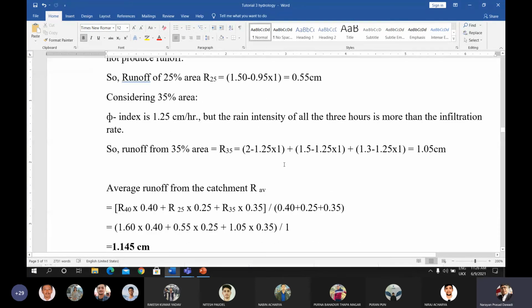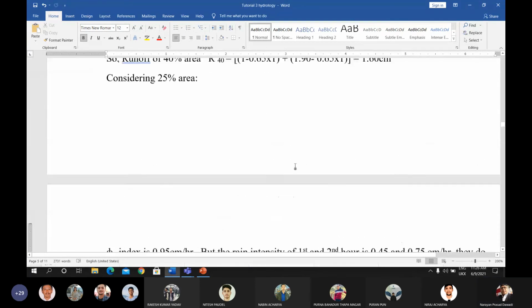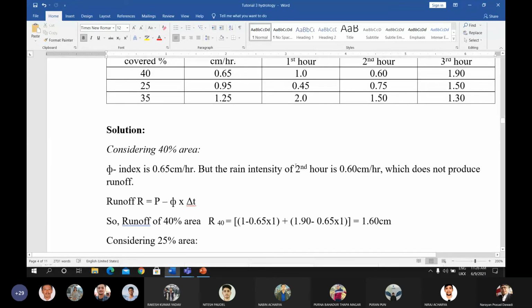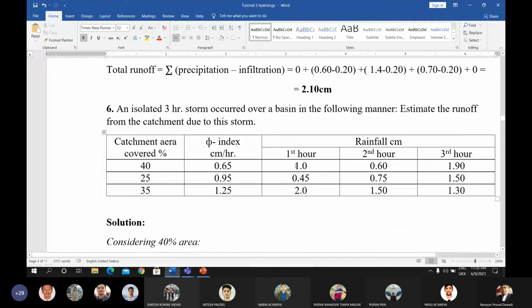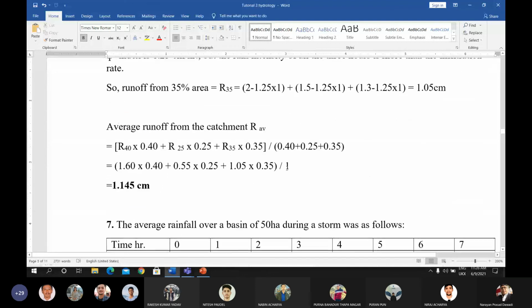Have you understood this? This is the average runoff from the catchment, right?